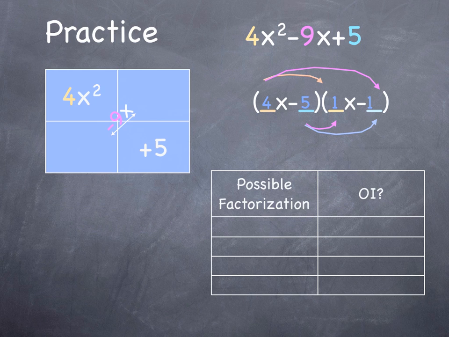What I'd like for you to do is to try some possible factorizations until you can get a combination that makes the OI work correctly. Please pause this presentation while you work through that.